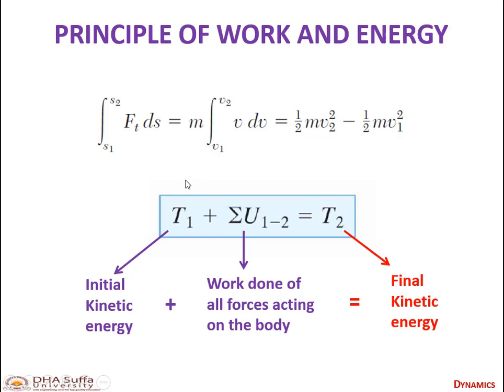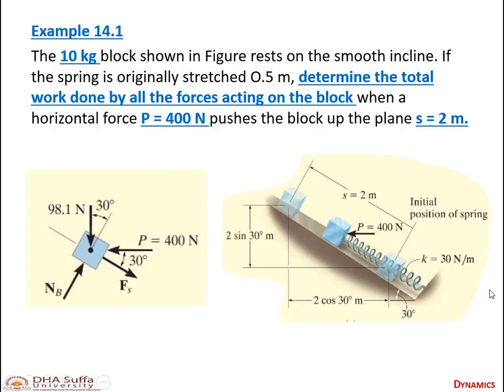For example, if a particle is moving, there's a velocity and an initial kinetic energy, and suddenly you apply some forces on it, and those forces do some work on the particle. When you sum the work done by all the forces and the initial kinetic energy, you will get the final kinetic energy of the particle. So this is called the principle of work and energy. This is a very important relation, and we will be using it quite often in our following numericals, inshallah.